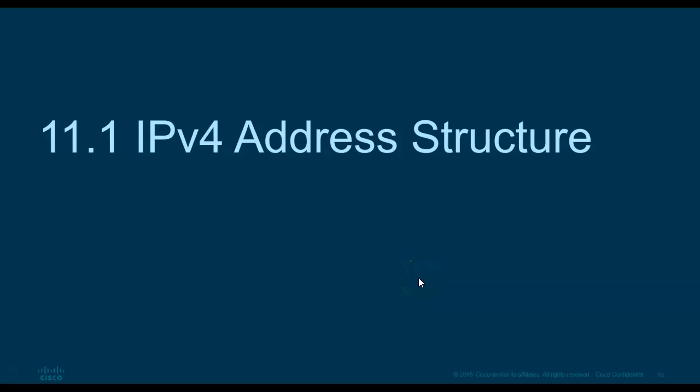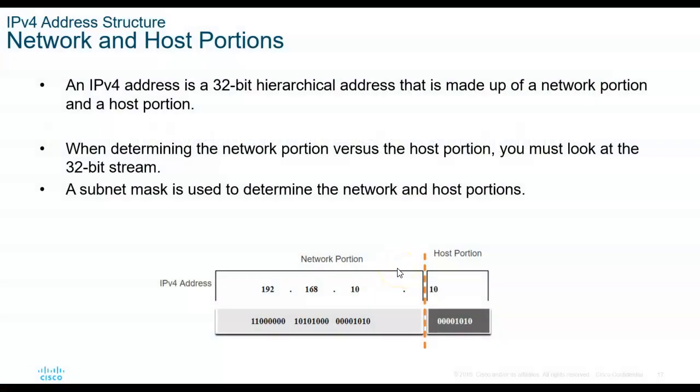So the first topic is IPv4 address structure. An IPv4 address is broken up into two parts, the network portion and the host portion. With an IPv4 address, we have 32 bits total for the address. So you can kind of see here in this address, we have 192.168.10.10, and we've got 4 different sections separated by a dot, and each one has 8 bits, so we call it an octet. You're going to hear me use the term octet a lot.